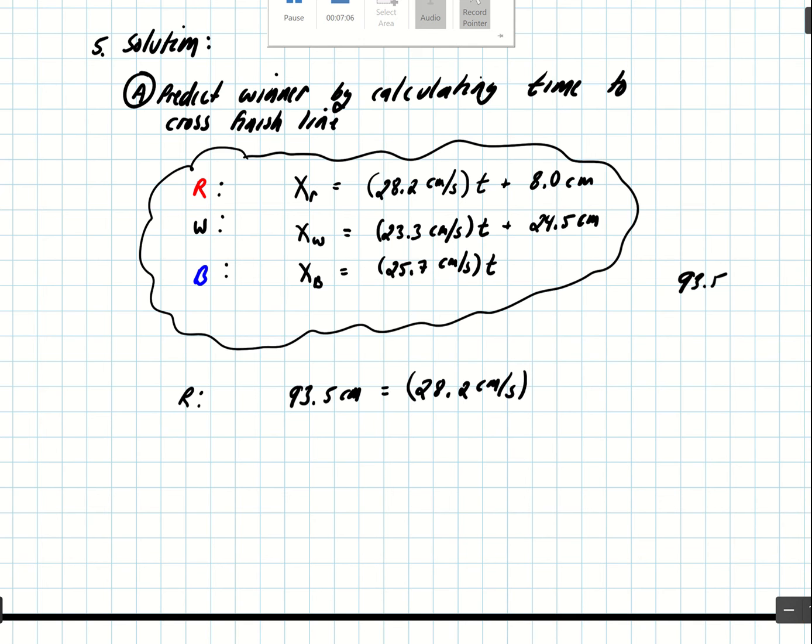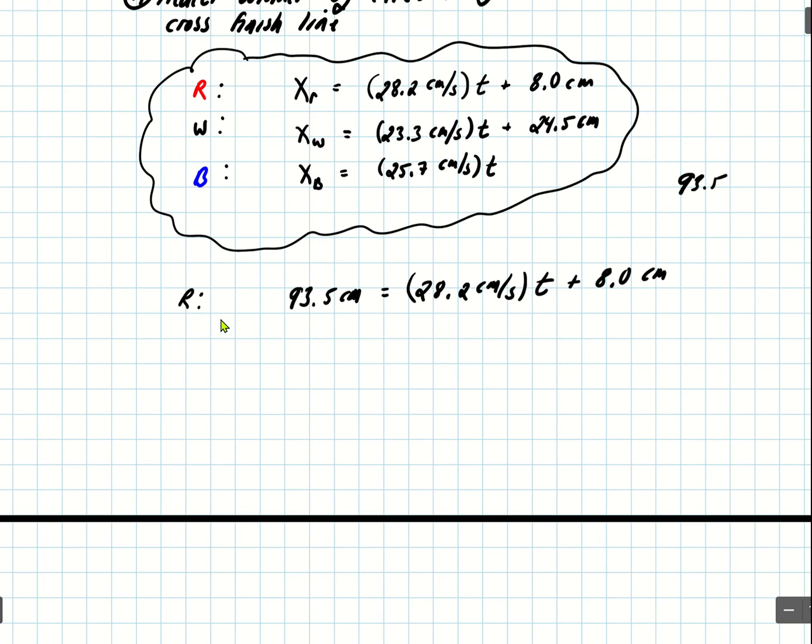Now I'm going to include the units in this line, but we're going to quickly drop them. Next thing I'm going to do is drop the units to make the math easier. I love units, but they can make the math look harder than it really is. So now this is 93.5 equals 28.2 t plus 8. These are messy numbers, so I'm going to need a calculator. Basically I just need to solve for t, so I'm going to get rid of everything on this side that isn't t. First, I'm going to get rid of the 8 by subtracting 8 from both sides.